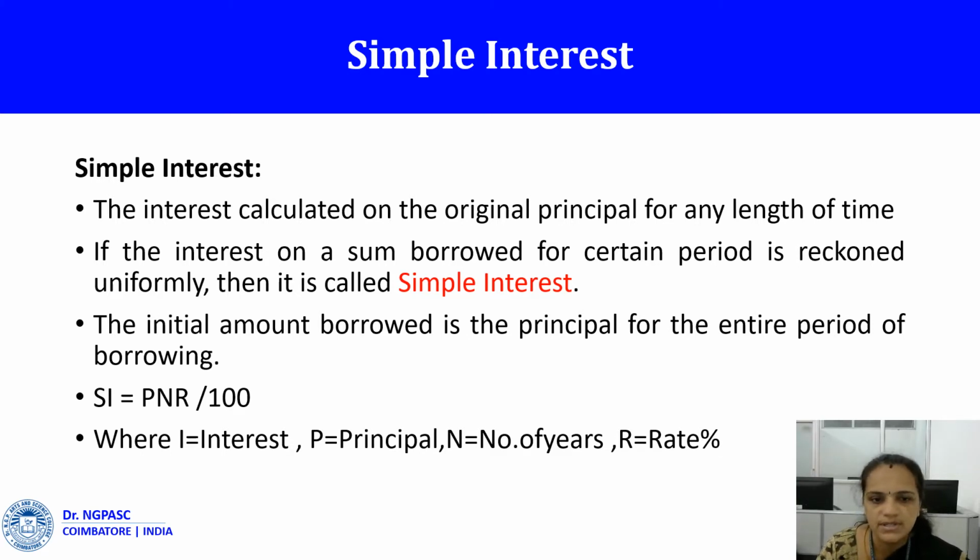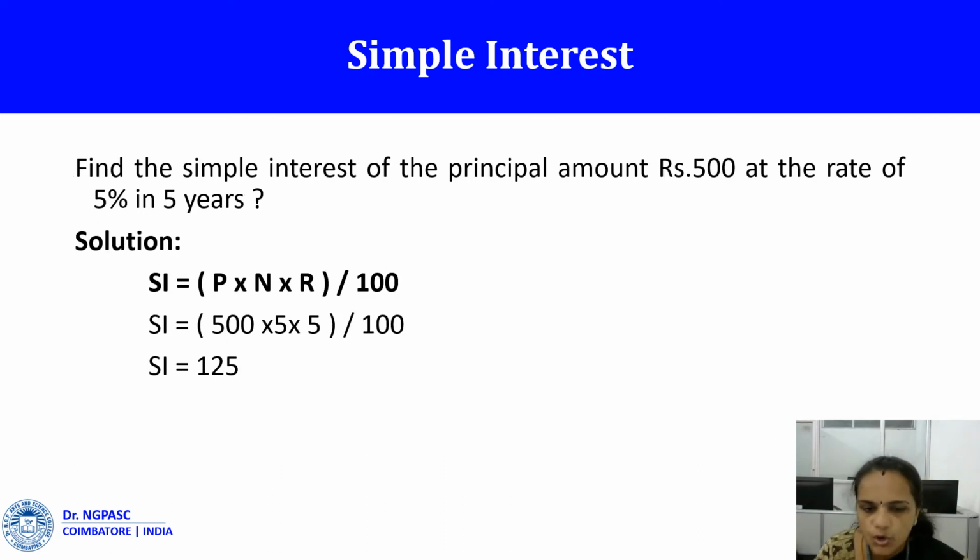So simple interest is denoted by the formula PNR by 100. P is the principal, N is the number of years, R is the rate of interest. Simple interest is equal to PNR by 100. Next, let's go for the sums. There are four terms: simple interest, principal, number of years, and rate of interest. They may give three terms and ask us to find the fourth term. The terms may be directly given or indirectly given.